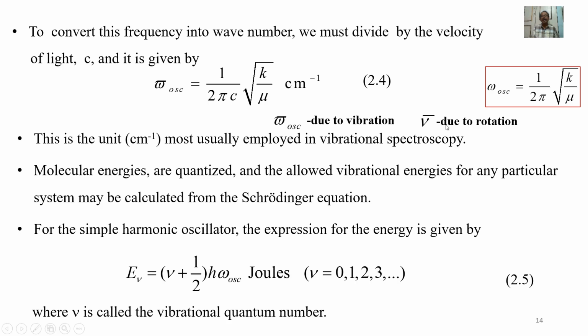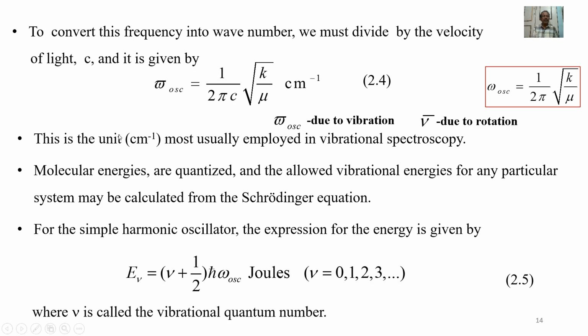And in the last lecture, we studied about the rotational energy. That was measured in terms of nu bar. Here it is omega bar. This is for vibration and that is for rotation. This is the unit centimeter power minus 1, which is most usually employed in vibrational spectroscopy.